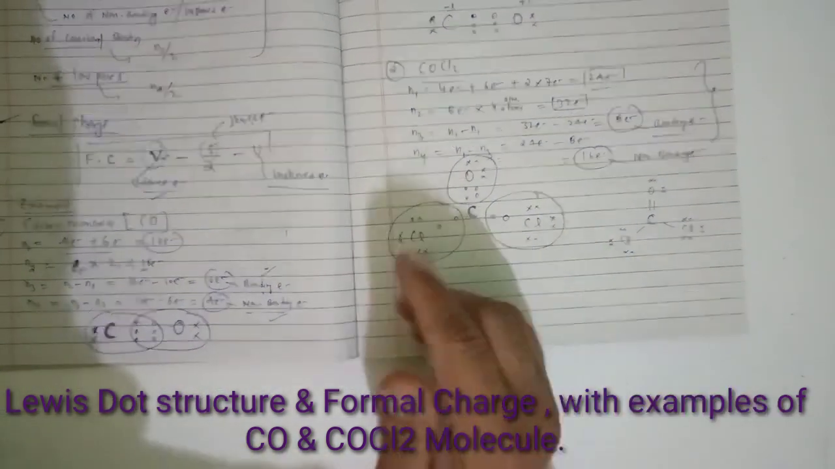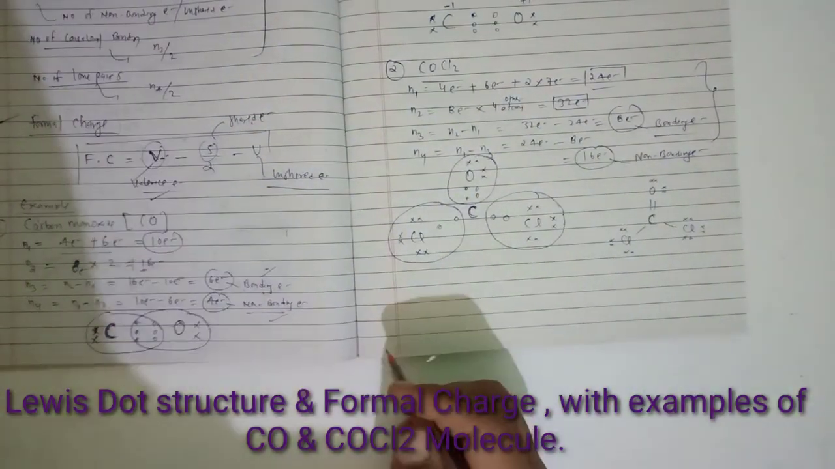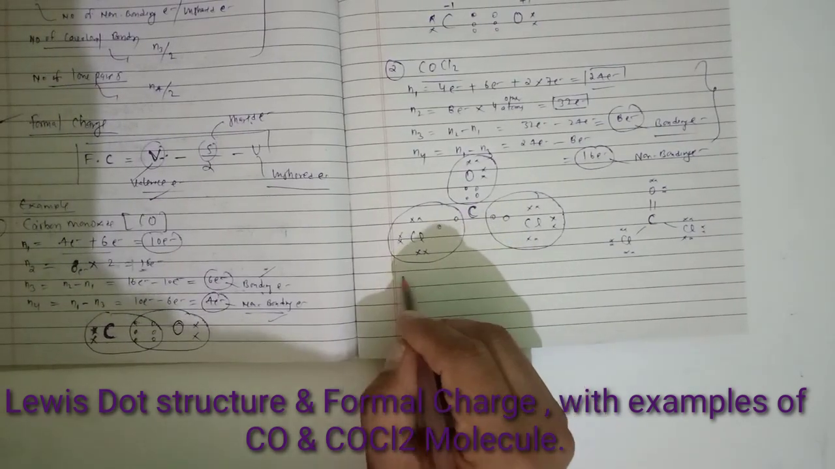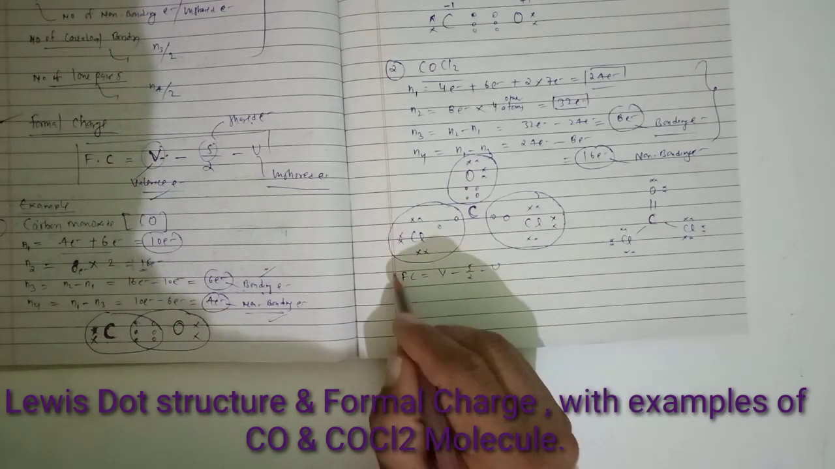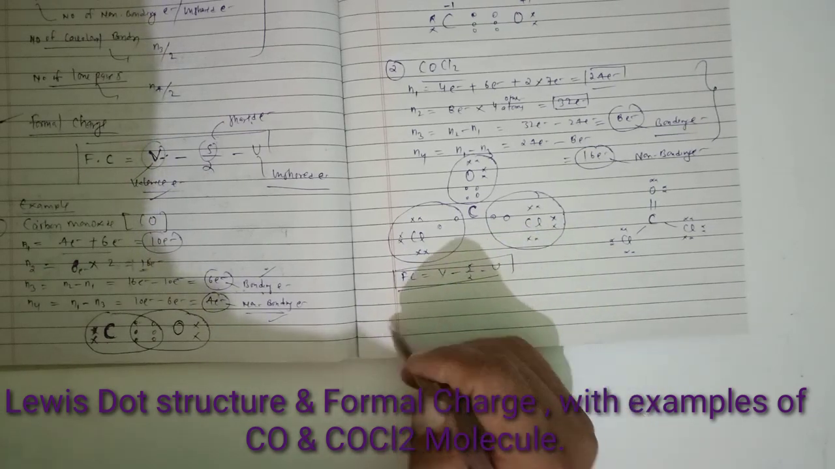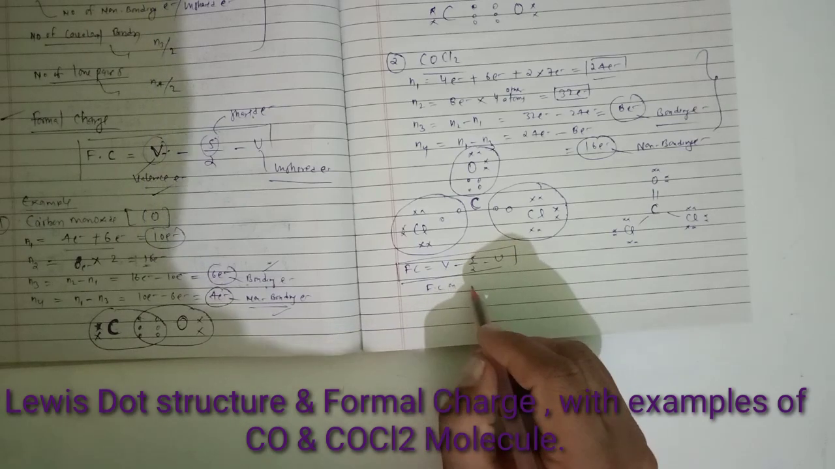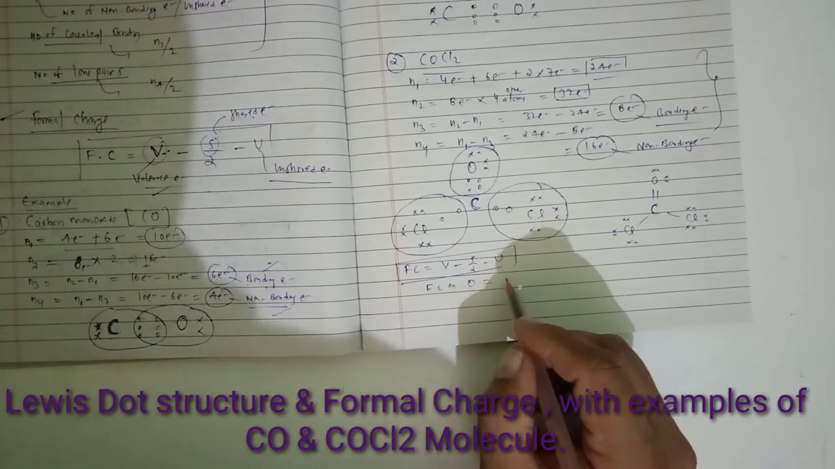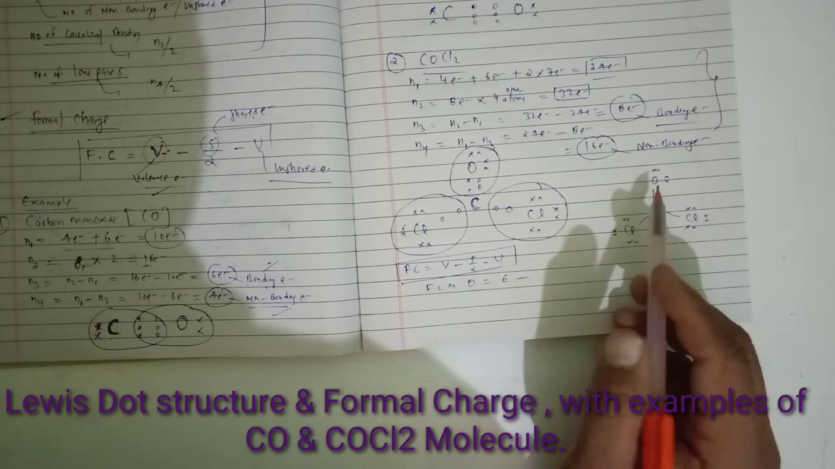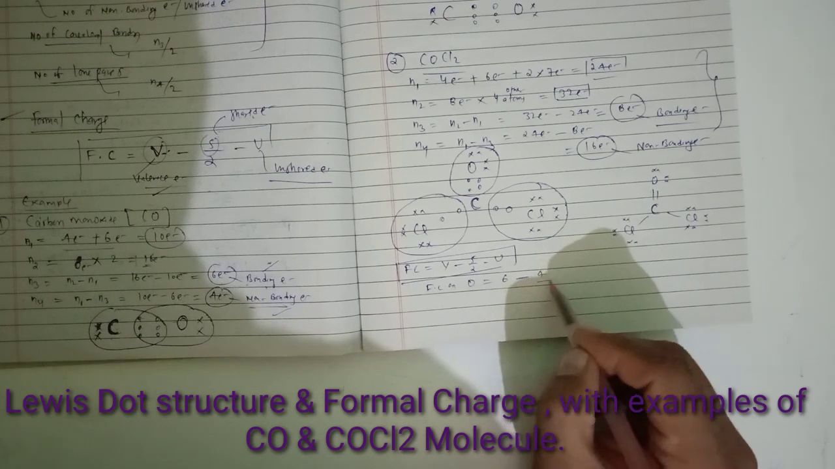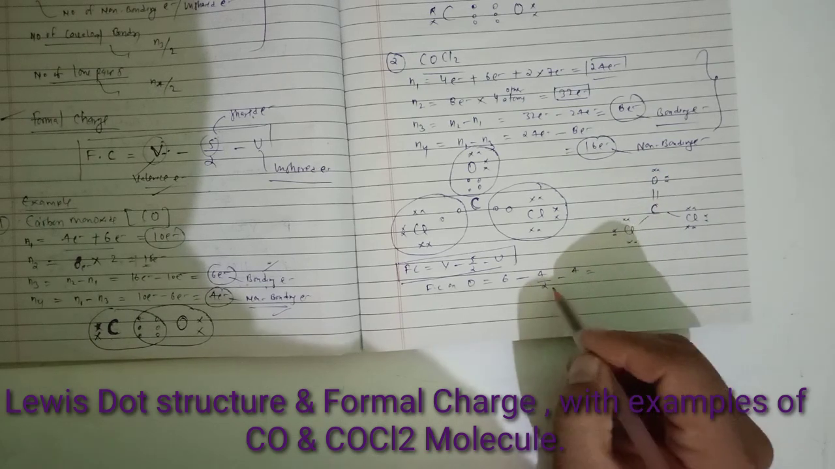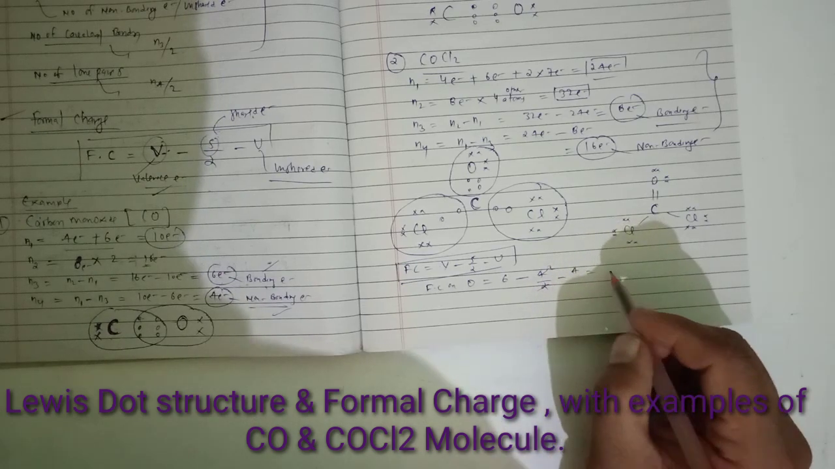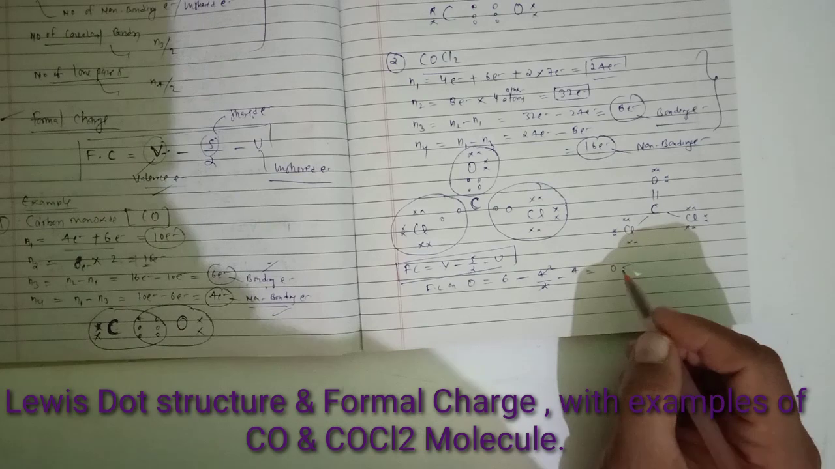Now if I find out the formal charge, we have the formula that formal charge is equal to V, valence electrons, minus S upon 2 minus U. S means shared electrons, U means unshared electrons. If I try to find the formal charge on oxygen, the valence electrons of oxygen are 6, minus S, the shared electrons. Oxygen is sharing 4 electrons, divided by 2, minus U, the unshared electrons. 4 electrons are unshared, so it is minus 4. So 6 minus 2 minus 4, 6 minus 6 is 0. So the formal charge on oxygen is 0.